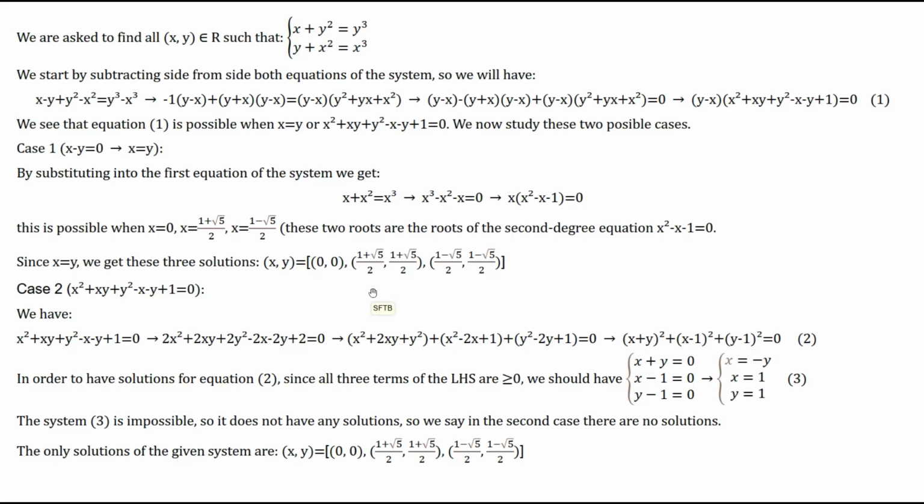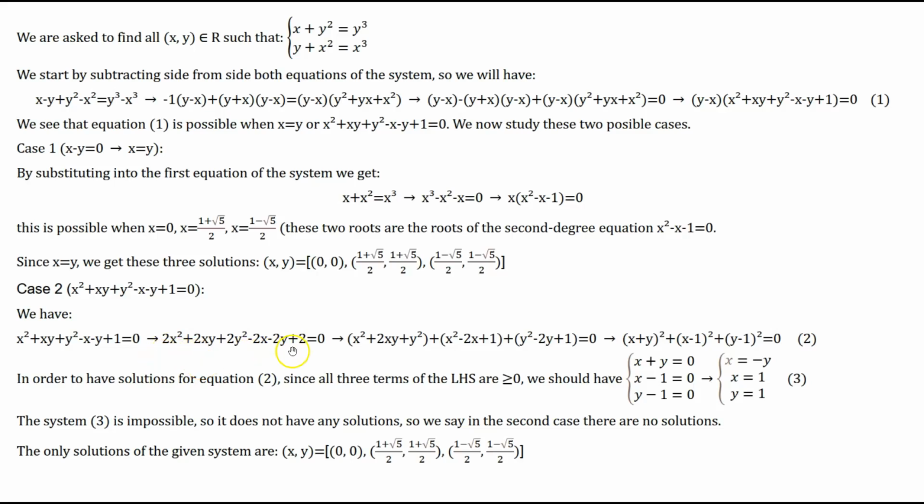Now we have the second case, which is that the expression here is equal to 0, or that x squared plus epsilon squared minus x minus epsilon plus 1 is equal to 0. So this expression should be equal to 0. What do we do over here to find the possible solution? We multiply both sides by 2, and we will have that this side multiplied by 2 is equal to 0.